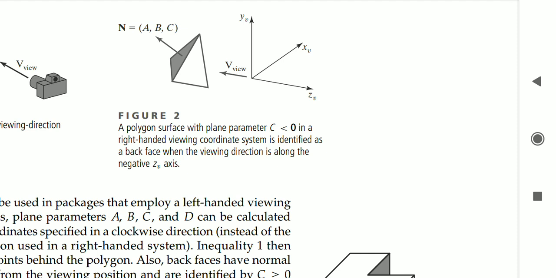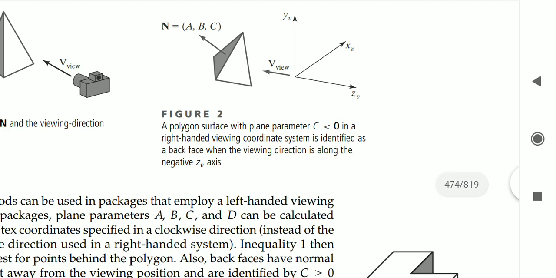So you read figure 2: a polygon surface with plane parameter C less than 0. C is nothing but the z side in the right-hand viewing coordinate. So this view coordinate is a right-hand view coordinate. The mirror image of this is the left-hand coordinate. So we are seeing this image in a right-hand view coordinate. It is identified as the back face when the view direction is along the negative z. I repeat, we are looking at the image towards the negative side. The positive z is facing our side.